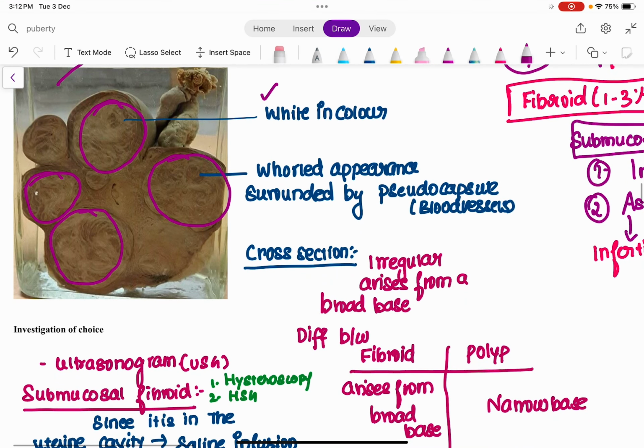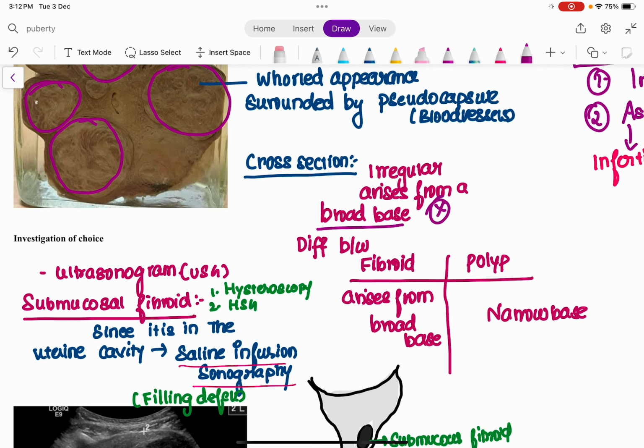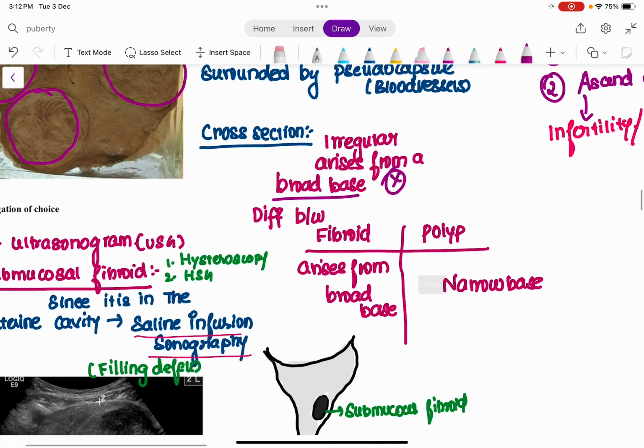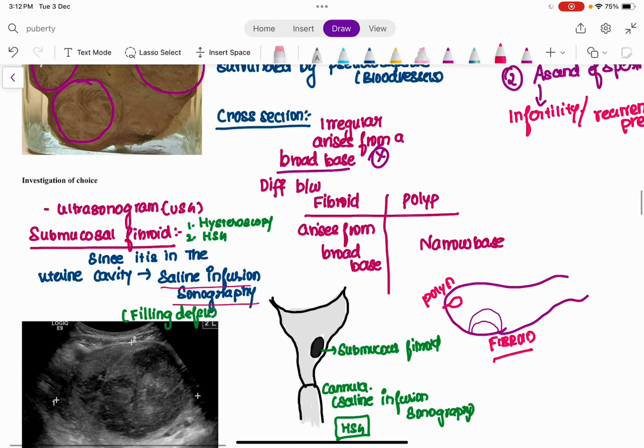At the same time, if you do a cross section of the specimen of a case of fibroid, it is going to be irregular, and the most important point is that it arises from a broad base. So this is the differentiating feature between a fibroid and a polyp. A fibroid arises from a broad base, whereas a polyp arises from a narrow base. So let's say, for example, this is the uterus. Fibroid will arise from a broad base, but the polyp will arise from a narrow base. So it's the most important differentiating feature.